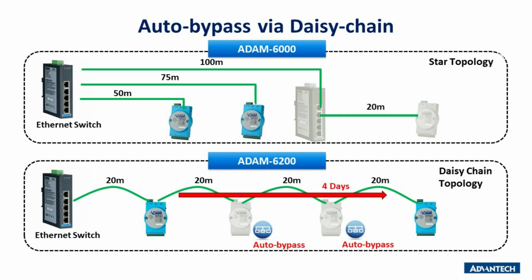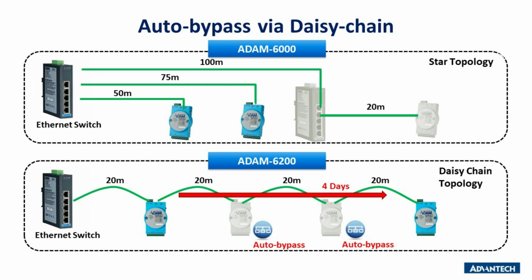We have two series, namely Adam 6000 and 6200. The main difference between these two modules is that Adam 6200 supports daisy chain topology, while Adam 6000 only supports star topology. As you can see from the slide, the advantage of this daisy chain topology is that the data can still auto bypass if one Adam in between fails to operate.